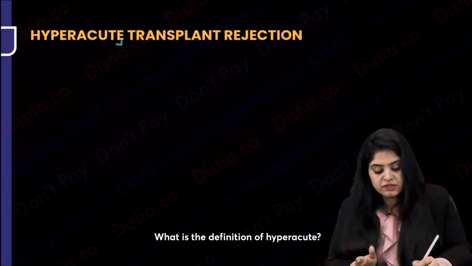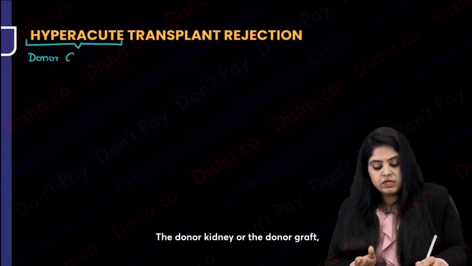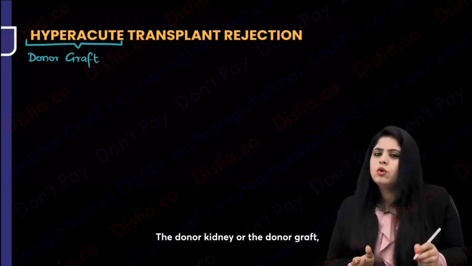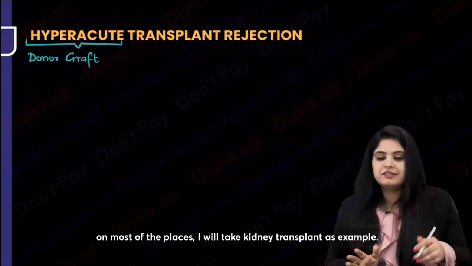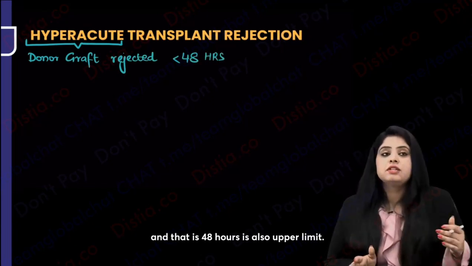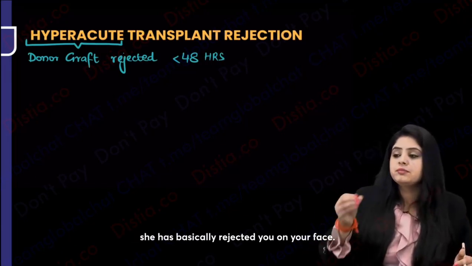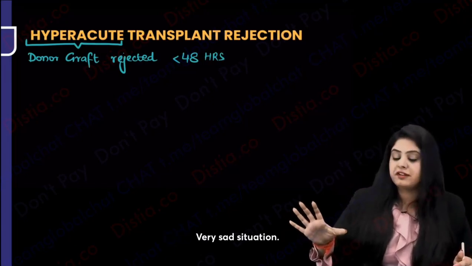What did I tell you? What is the definition of hyperacute? The donor kidney or the donor graft has been rejected, and most of the time I'll take a kidney transplant as an example, okay? So the donor graft has been rejected within 48 hours, and 48 hours is also the upper limit. This is like the girl: you went to her and proposed, and she has basically rejected you on your face. Very sad situation.